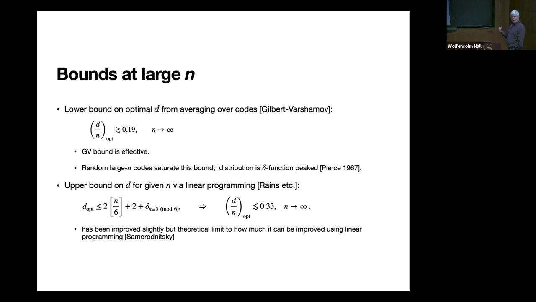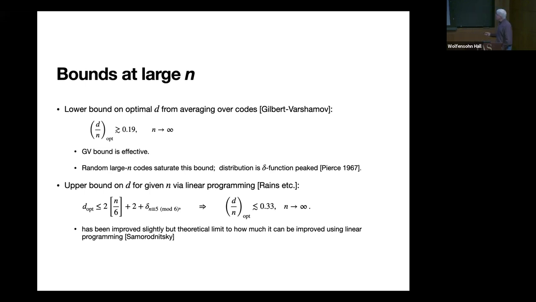In fact, as a bound on CFTs, it's effective because there are always going to be codes that saturate this bound. That's because we obtained it by averaging over all codes. In fact, if you look at the distribution of D over N over codes, it turns out that in the large N limit, it's delta function peaked at this lower bound. So most codes, an average, a random large N code, is going to saturate this bound.